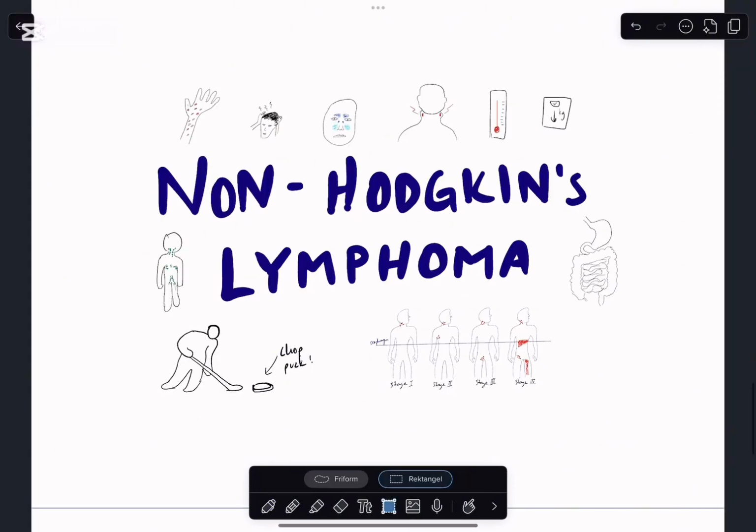Non-Hodgkin's lymphoma is a complex disease with many different presentations. If you or someone you know has unexplained swollen lymph nodes, weight loss, or night sweats, it's worth seeing a doctor because an early detection can save lives.